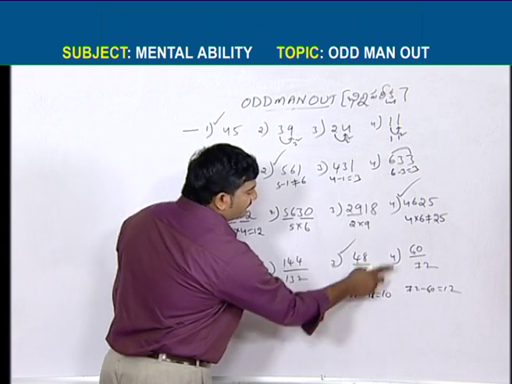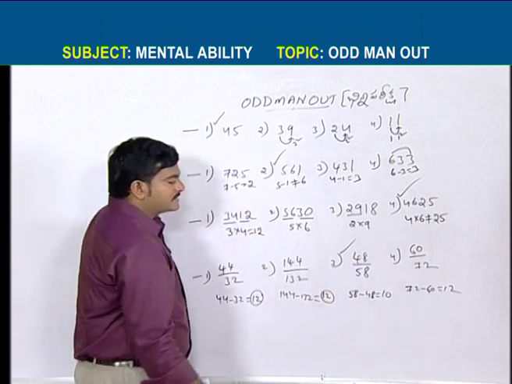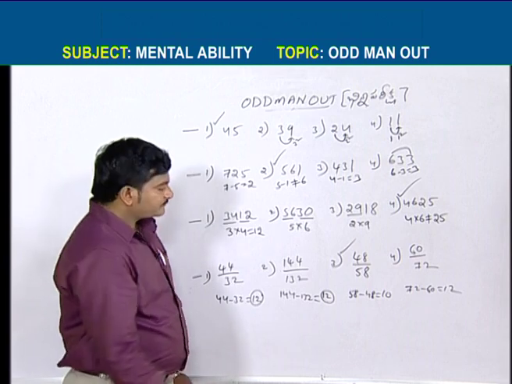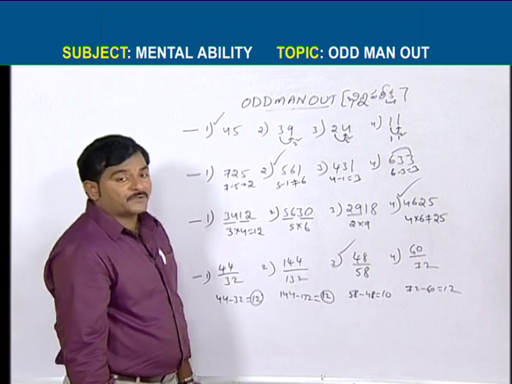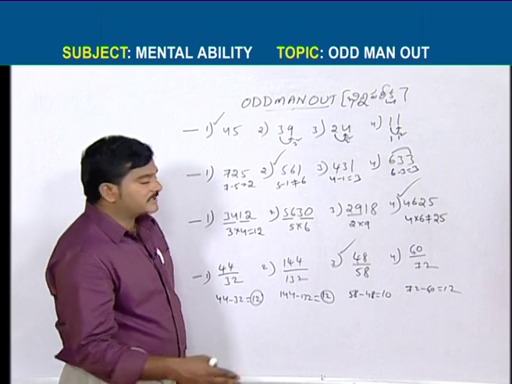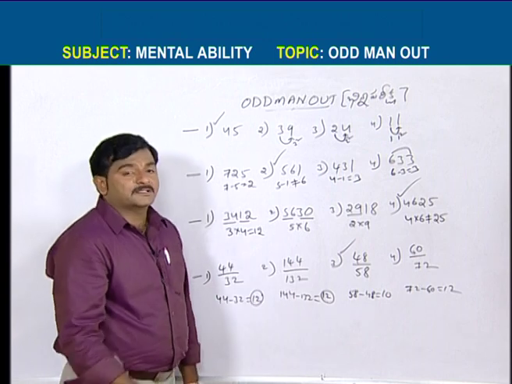Its difference is 10. Its difference is 12. So hence the difference of numerator and denominator I am getting 12 in all the options, but it is not possible in the third option. Hence third is the answer.